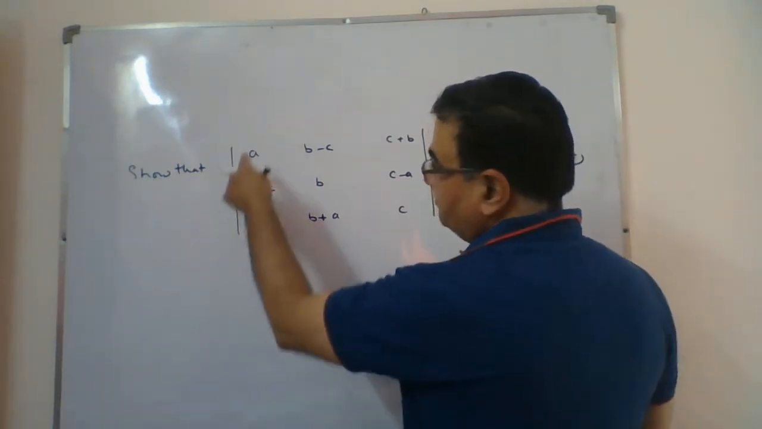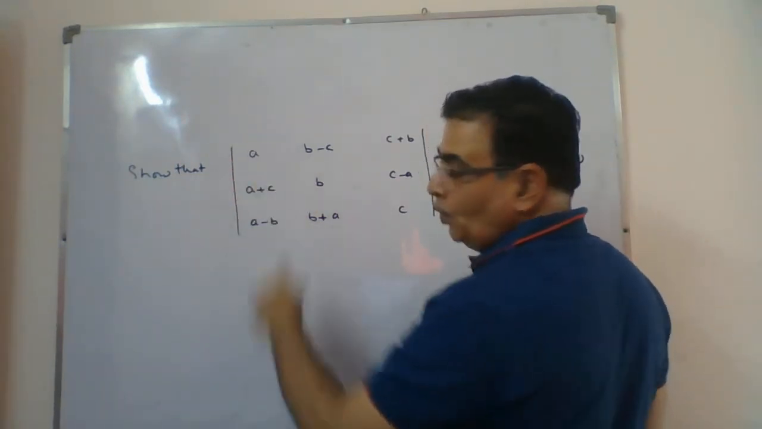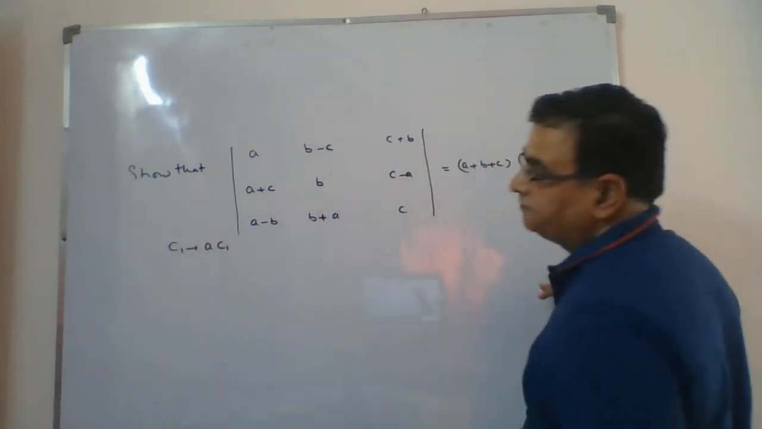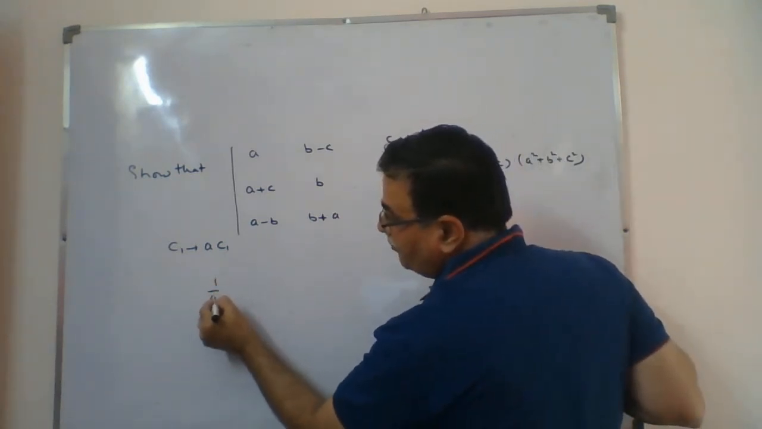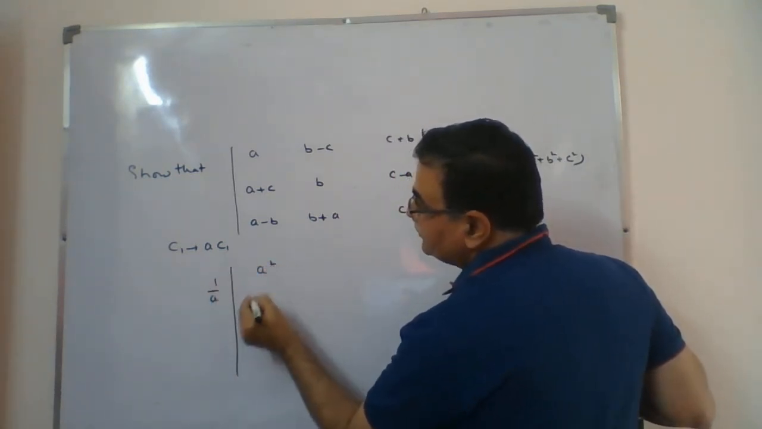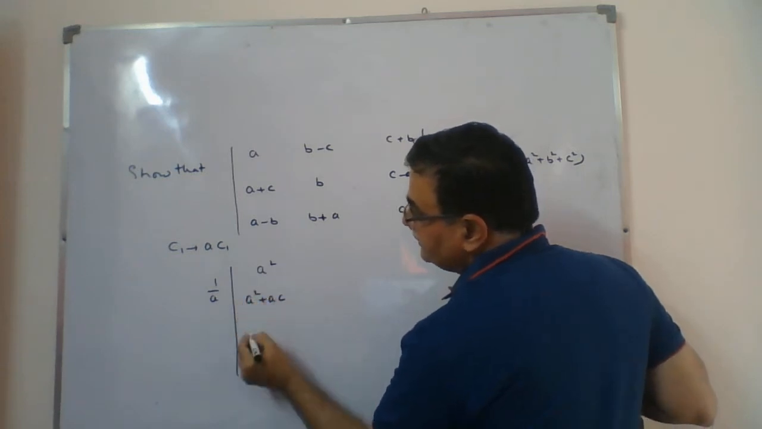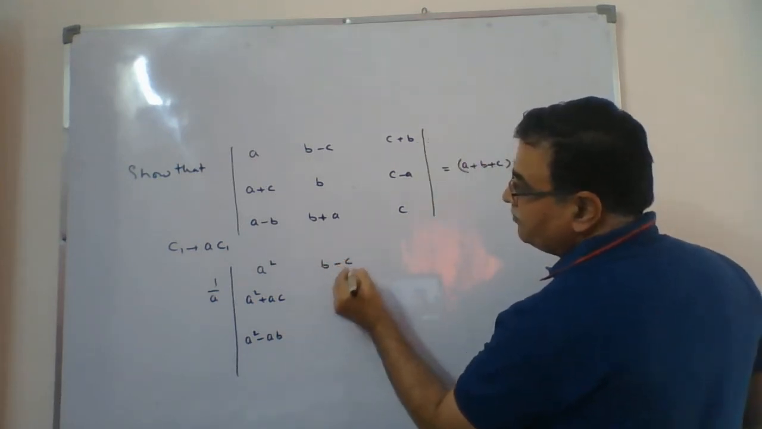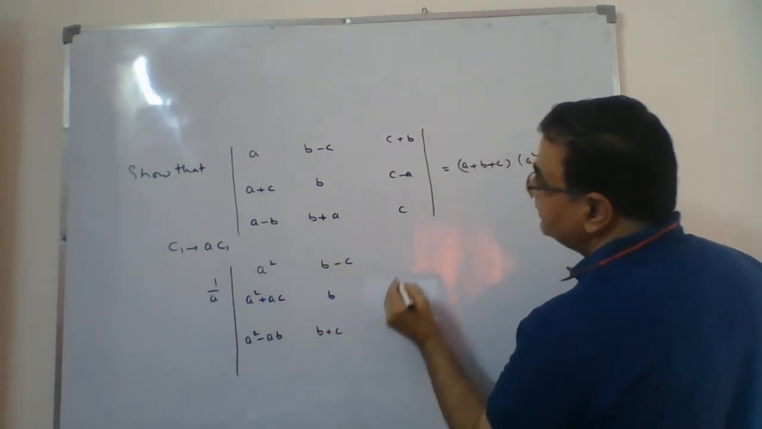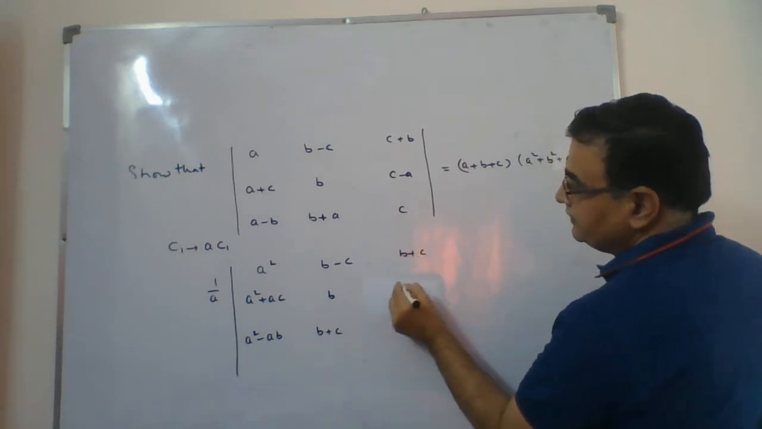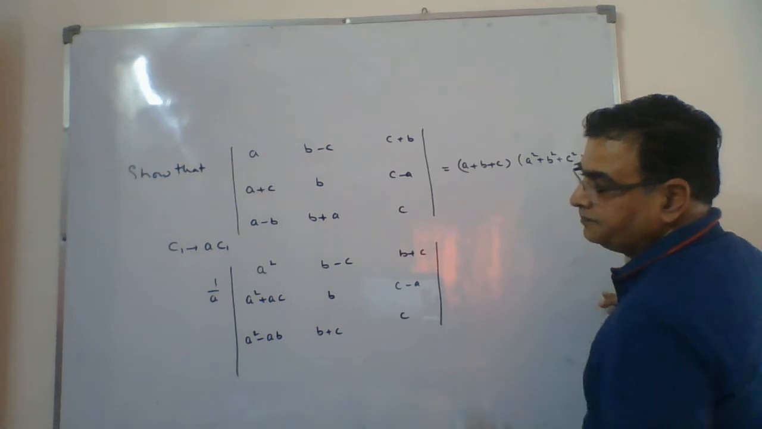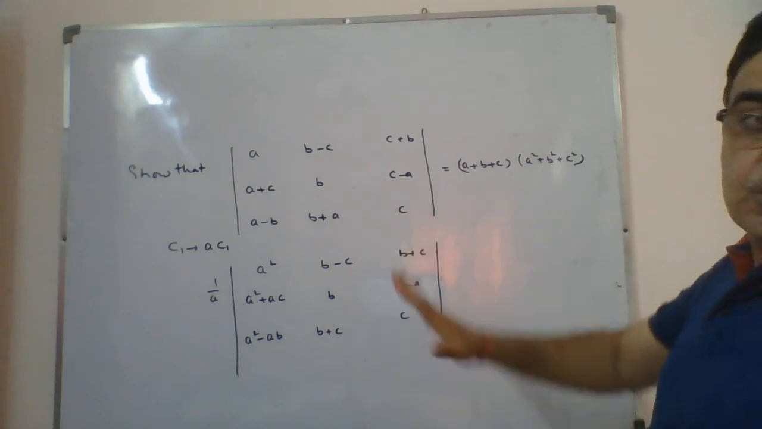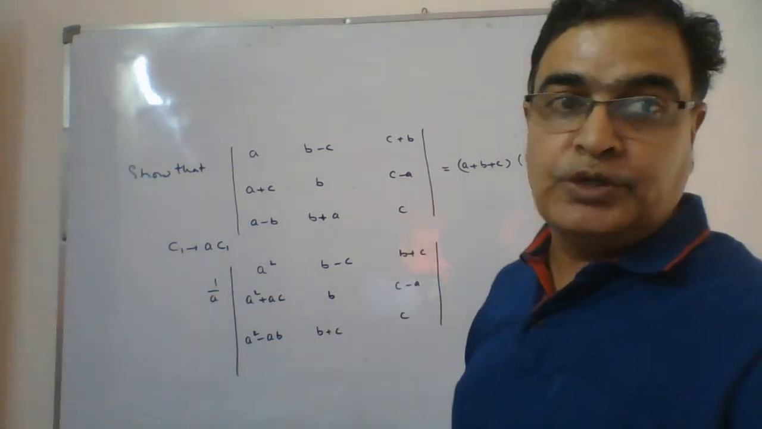We will multiply column 1 with A. When you do this, it will come 1 by A outside, and the first column becomes A square, A square plus AC, A square minus AB. The other columns are left as B minus C, B plus C, then B plus C, C minus A and C. Okay, this is a very important result. This is another question in which, if you have done it once, you can do it; otherwise a problem will come for you.